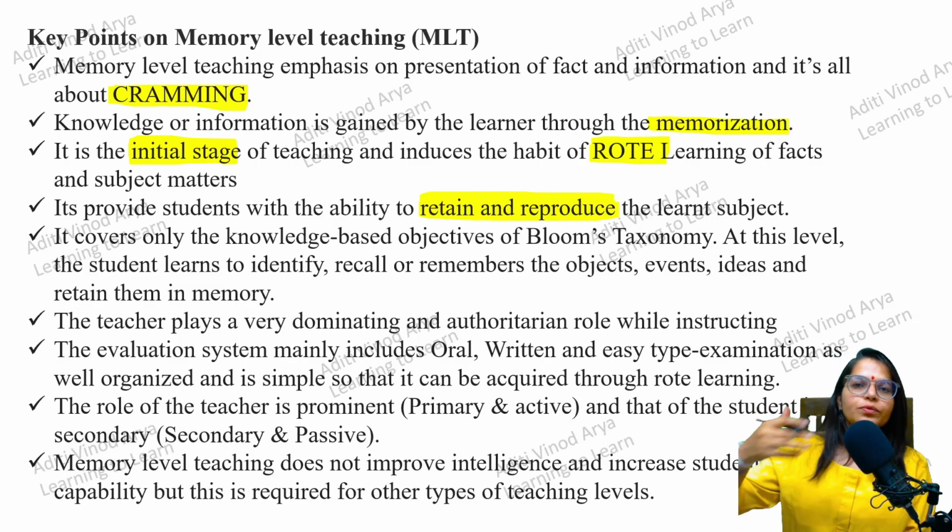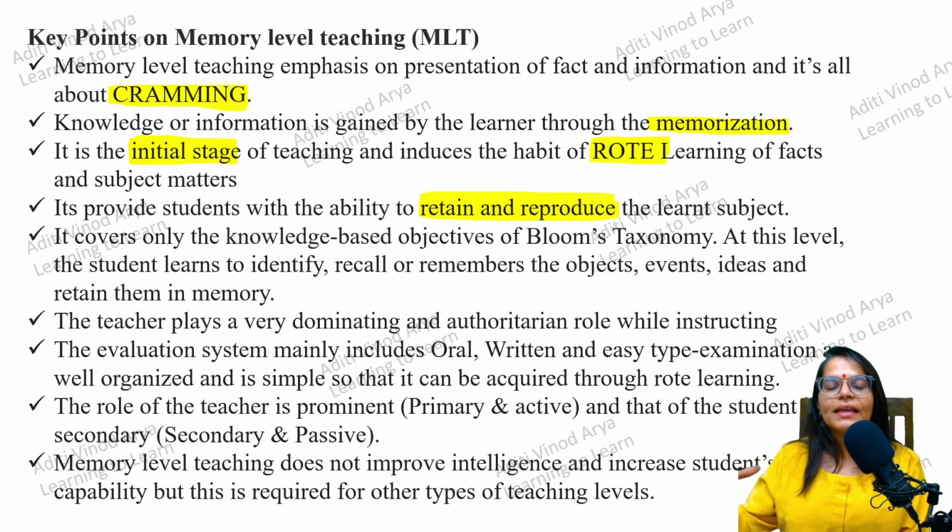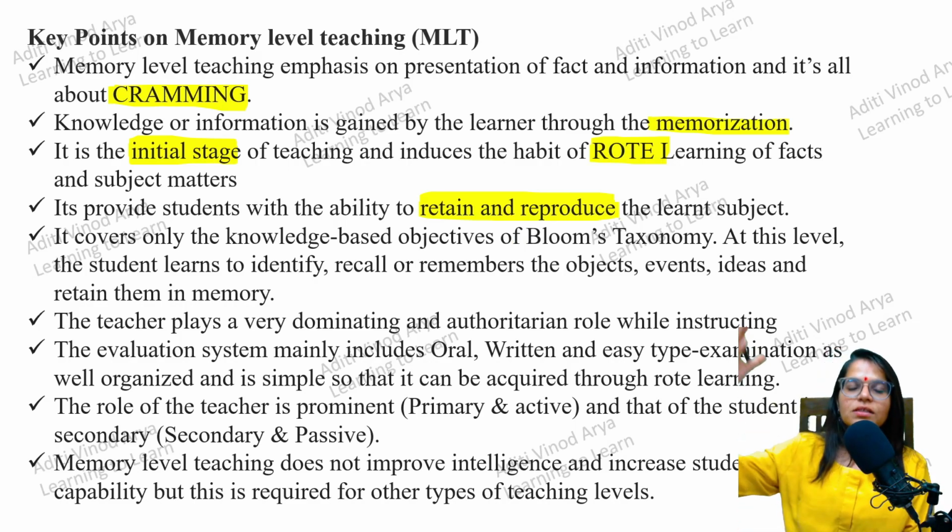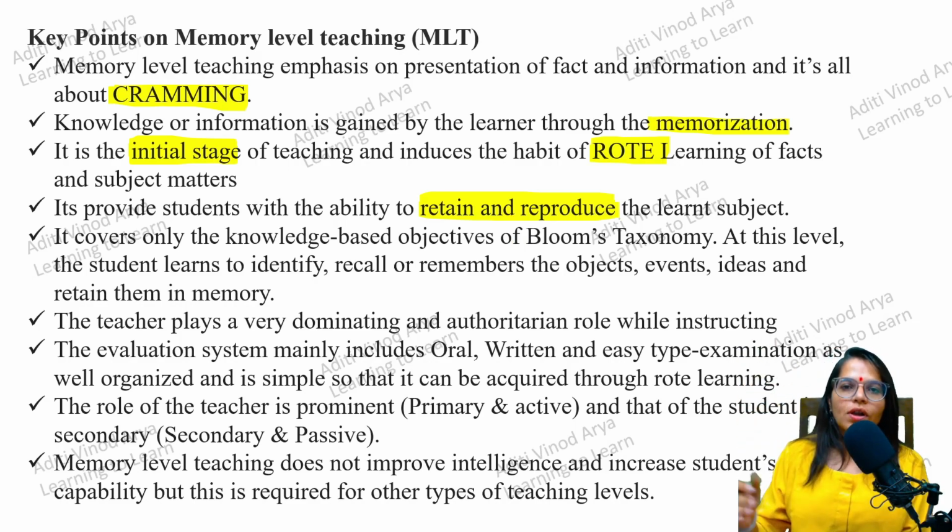They should be able to recall everything they have learned so far, or you can say, read so far. It covers only knowledge based objectives in the Bloom taxonomy. So when we are going to study Bloom taxonomy, there are 6 layers. The first and the foremost is knowledge, and it covers only the knowledge part.